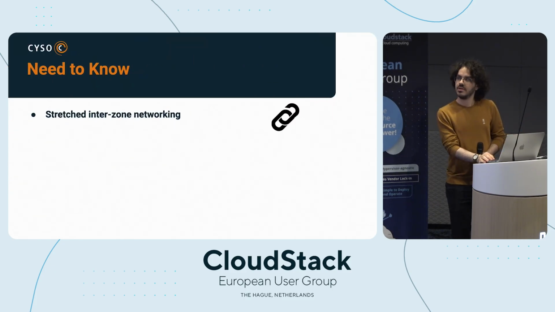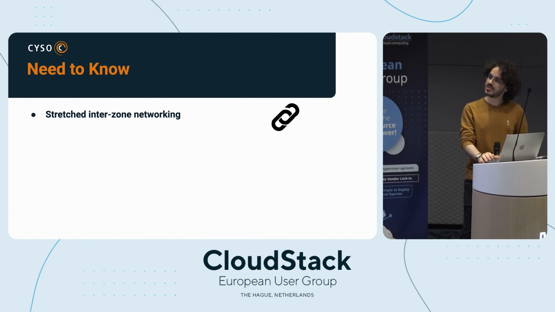And there are some other need-to-knows. So stretched interzone networking, as I mentioned in the diagram, is a bit limited at the moment. I think VRF leaking is quite a clean solution, and it's just the limitations of technology at the time. You can't route a /24 over two separate geographic zones. That's just not possible if you're using L3 to route over your underlay.